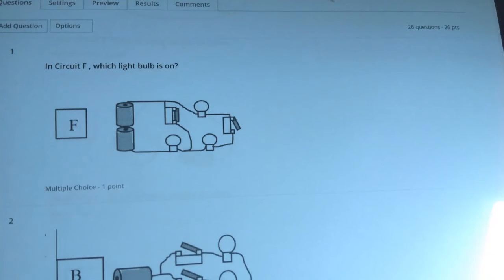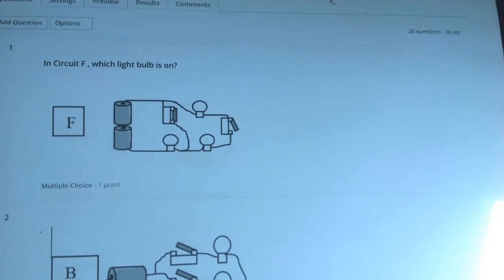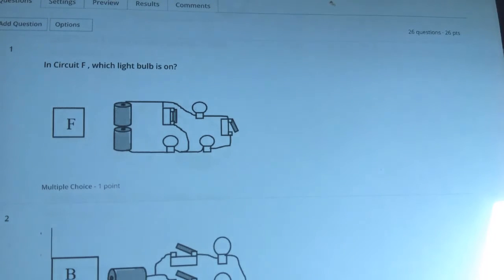Day 147, Schematics Homework. Number 1. In circuit F, which light bulb is on?